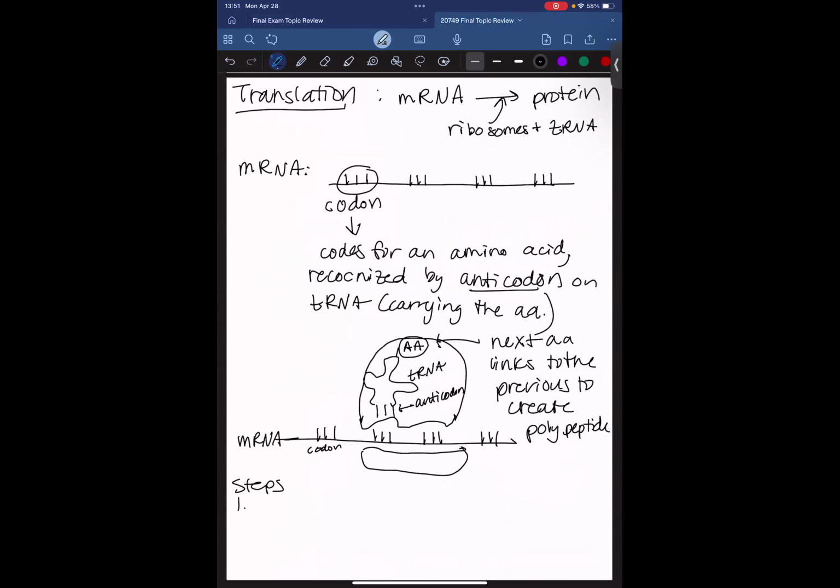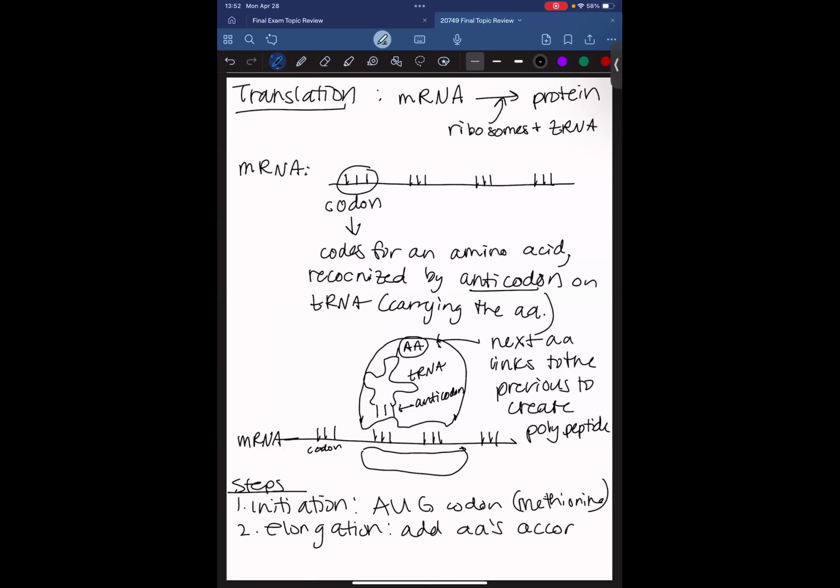Steps: initiation, where the ribosome is going to bind on and start, and the first one added is going to be the AUG codon, coding for methionine, always. The second is going to be elongation. Just continue to add on the new amino acids to the existing polypeptide, according to the codon sequence.